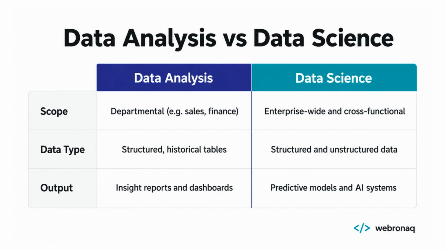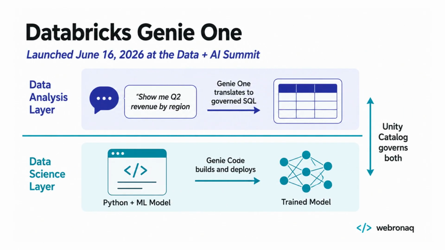And here is the really exciting part. A brand new product launched this June shows both working together live in a single platform. Here is the interesting part. Databricks launched Genie 1 on June 16, 2026, right at the Data plus AI Summit in San Francisco, and it is a perfect live illustration of both roles in one product. Here is how the two layers work.